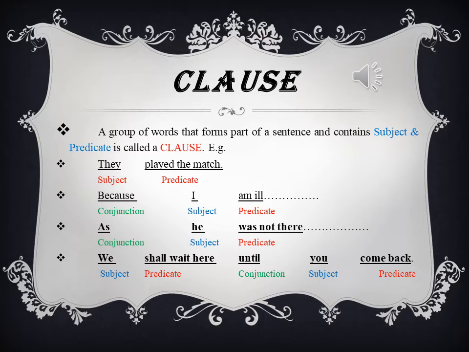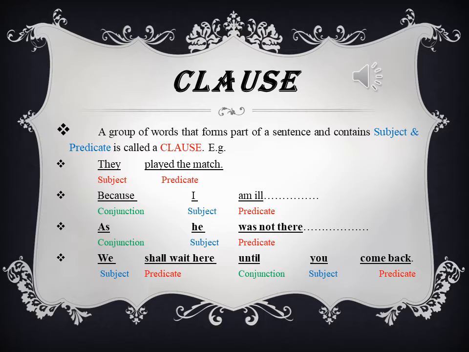In the second example, you see, because I am ill. Because is a conjunction, I is a subject, whereas am ill is the predicate. So because I am ill is also a clause. In the third example, as he was not there. As is a conjunction, he is the subject, whereas was not there is the predicate. It's another example of a clause.